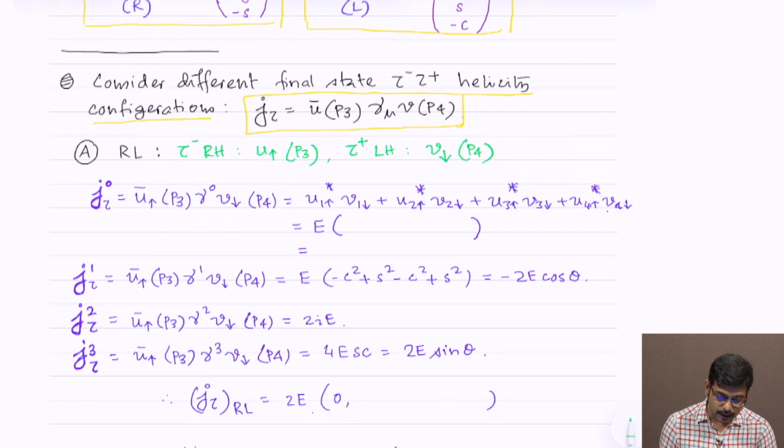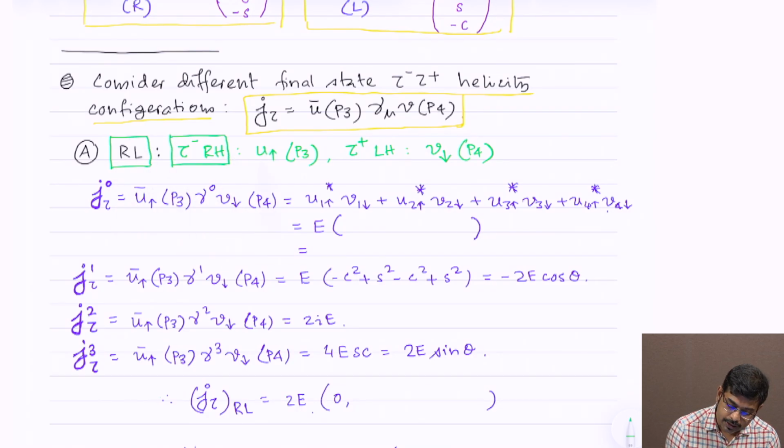The current for the RL configuration. When we say R and L, this nomenclature is like that we first identify the tau minus helicity and then the tau plus helicity, or mu minus helicity or mu plus helicity. So, basically by RL configuration I mean that the tau minus is essentially right handed. That means I should look for the spinor which is like u up P3, right, and L is tau plus. So, the tau plus is left handed in this particular case.